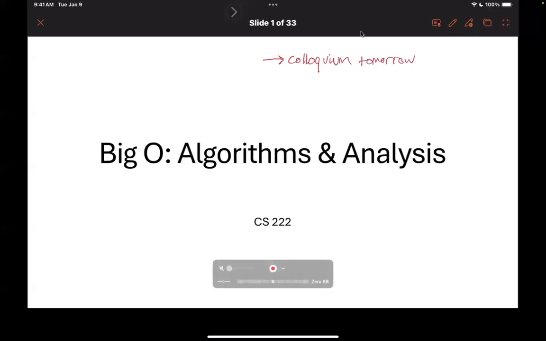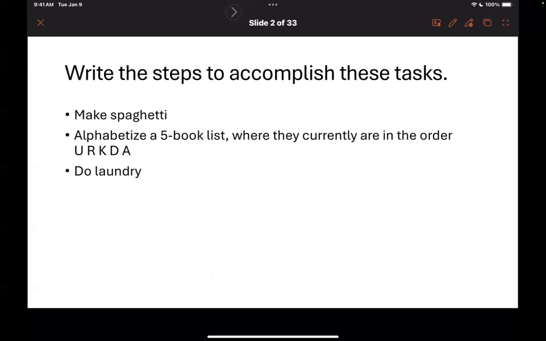All right. So today we're talking about algorithms and analysis. To get us started, I have some critical questions for you. I'm going to put you into groups, and I would like you to first write the steps needed on the board to accomplish these tasks.